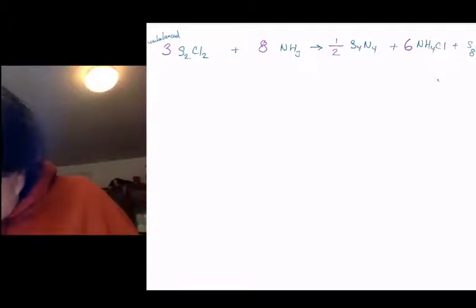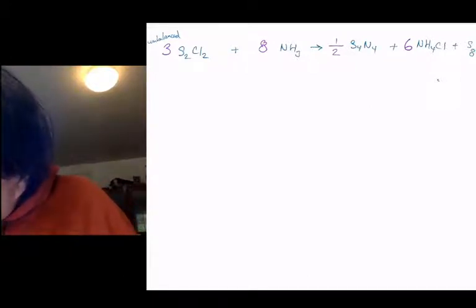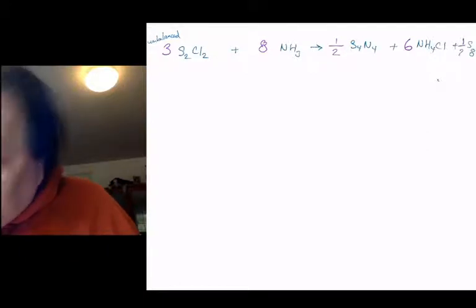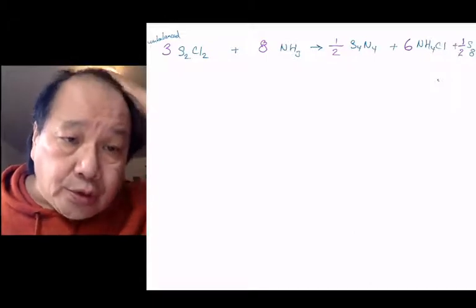And finally, we can do sulfur. There are 6 sulfurs on the left, plus 2 sulfurs from this 1/2 S4N4. We need 4 more sulfurs, which is another 1/2. So that's a balanced chemical reaction, but not in its ordinary form.